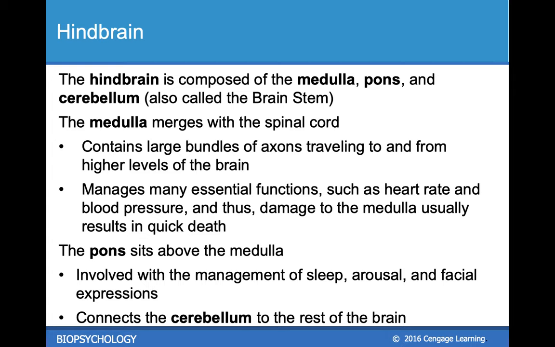The medulla is what merges with the spinal cord. It contains large bundles of axons that travel to and from the higher levels of the brain. So it's kind of like a big relay section. It also manages essential functions for life, including heart rate, blood pressure, and if you damage that area, it typically will result in death. If you've ever heard of someone who's broken their spine, sometimes we'll ask, where was it? Was it in the middle of the back, the lower back, or was it up in the neck? And if they injure their cervical vertebrae, which is the ones in the neck, typically that person will have severe impact, whether it's paralysis of all or most of their limbs, all the way to death.